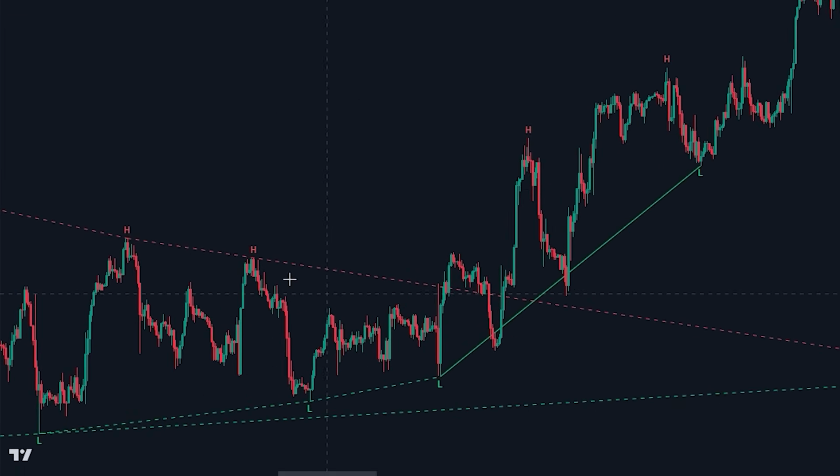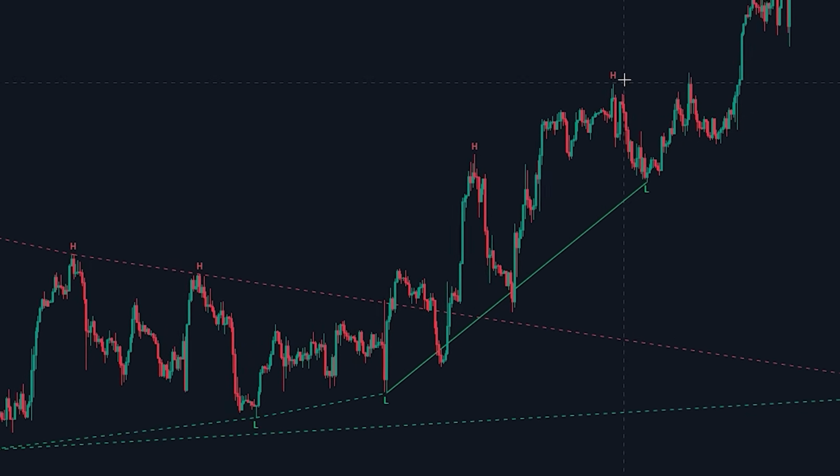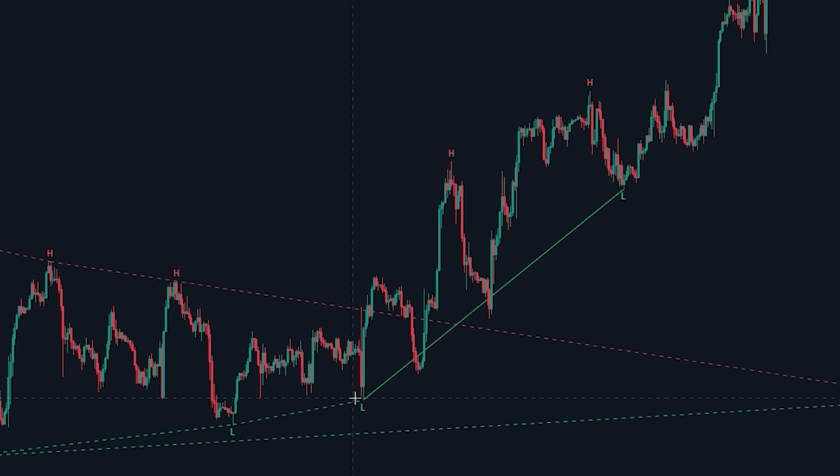The indicator calculates these trend lines by finding pivot highs and lows. Based on if the current pivot high or low is smaller or greater than the previous pivot high or low, the trend lines are plotted. If we take a closer look, we can also see that H and L labels will sometimes be plotted on the chart. These represent the pivot highs and lows that are used for the trend line calculations.